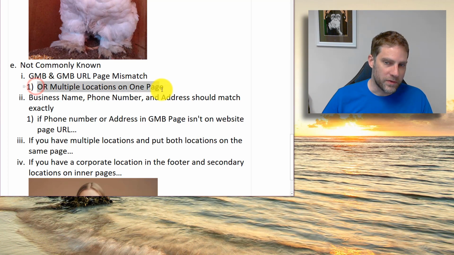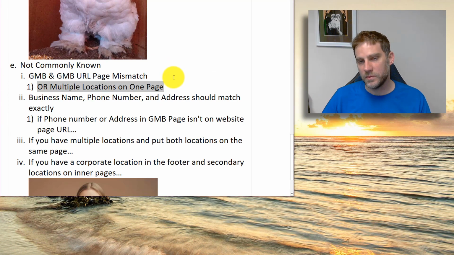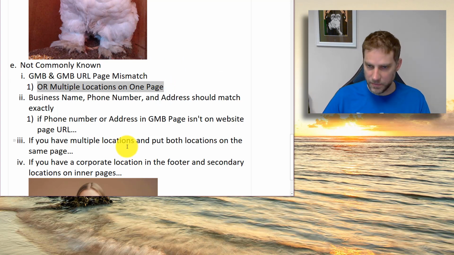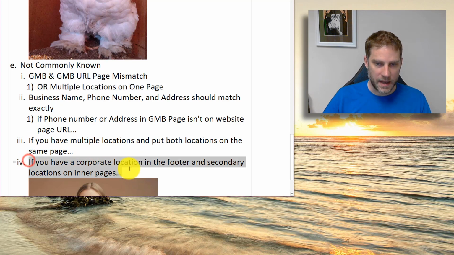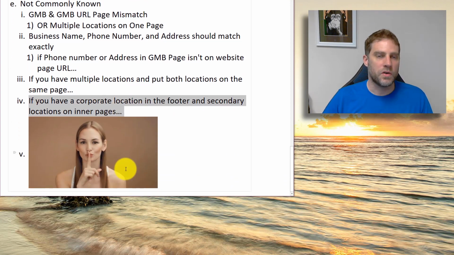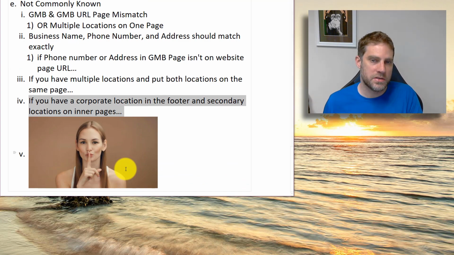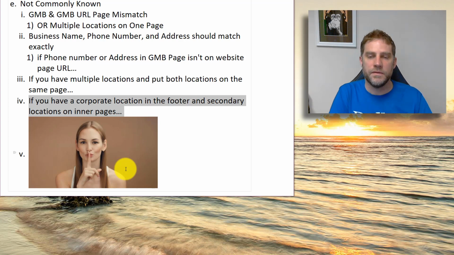For example, you can have multiple locations on one page. This is one of the biggest mistakes that people make here. Here's a situation I encountered. There was a corporate location that was in the footer, and then I had a secondary location on an inner page. So I put the proper secondary location in the page, and then in the footer I had the corporate location. Man, I had a hell of a time getting that listing reinstated.